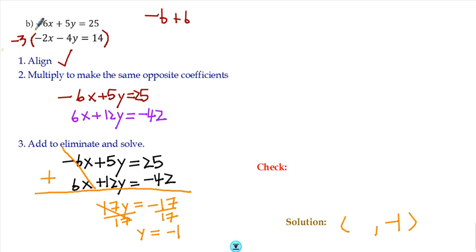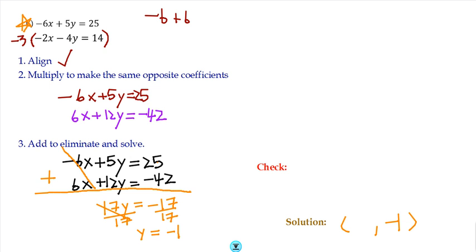So this is an example where you have to do step 2. Keep this in mind. In part A, you didn't have to multiply. In part 2, you have to, because you don't have any same opposite coefficients. I multiply the second equation by negative 3 to make this positive 6, so that when I add negative 6 and positive 6, they're eliminated. And like I said, you don't have to eliminate x. You can eliminate y first.